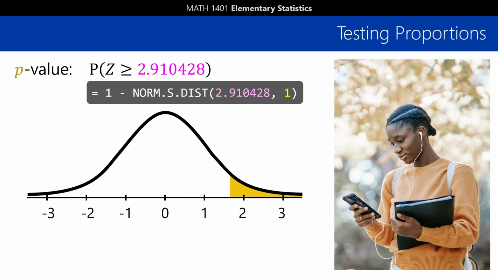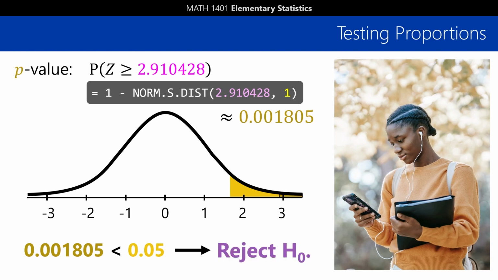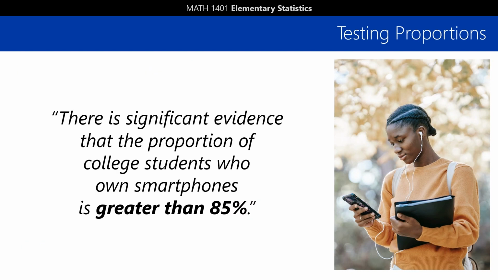norm.s.dist. The s, remember, stands for standard, as in standard normal distribution. If we work that out, we get about 0.001805. That's our p-value, and so that's the chance that we get a sample proportion as large as we did, or larger. Now, our level of significance alpha was 0.05. Since our p-value is less than that rarity threshold, our conclusion is to reject the null hypothesis. Put in context, we would say that there is significant evidence that the proportion of college students who own smartphones is in fact greater than 85%.